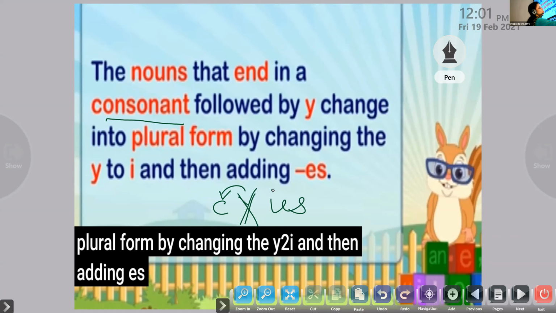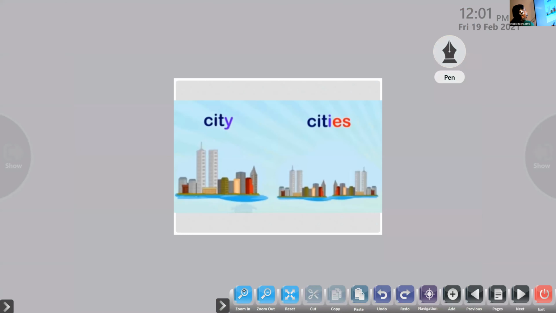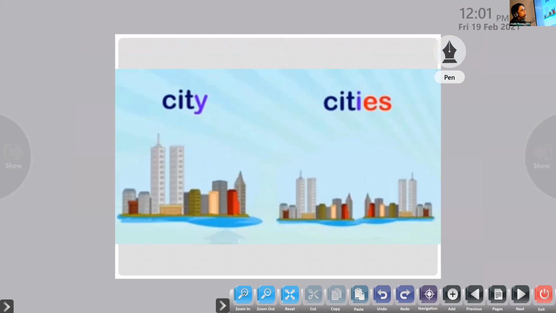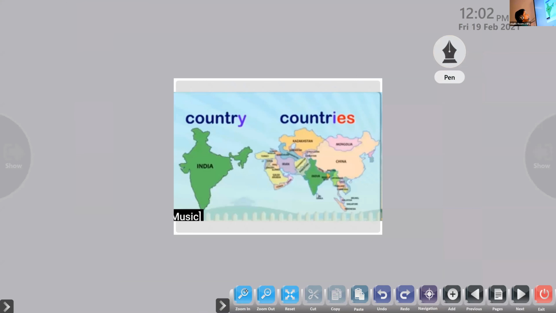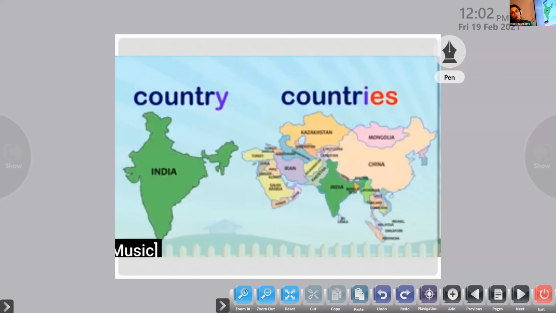Just look at the examples. City. Just check the letter before the Y, it is a consonant. T is a consonant. So what we have to do? Drop the Y and add IES to it. So, cities. Similarly, country, countries. So the three rules are thorough.